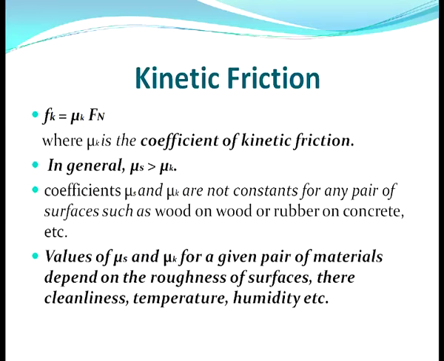The value of mu s and mu k for a given pair of materials depends on the roughness of the surfaces, their cleanliness, temperature, humidity, etc. Now, the third type of friction, that is rolling friction.